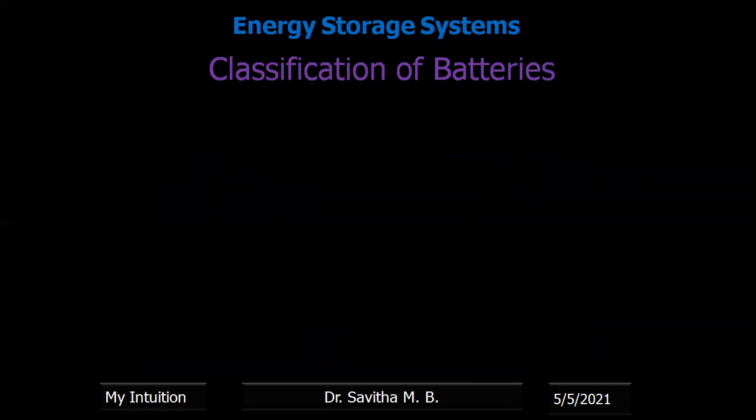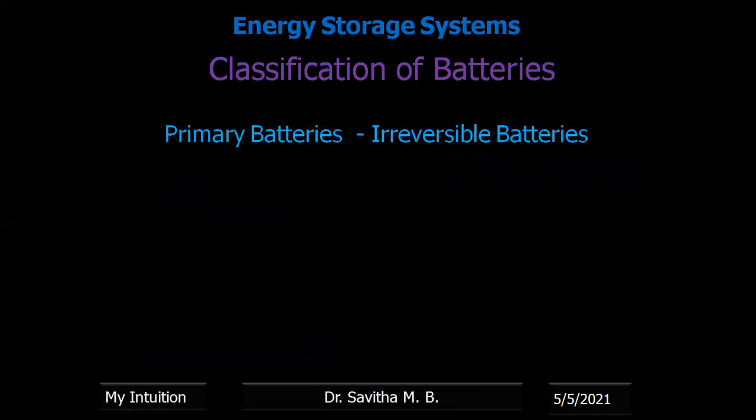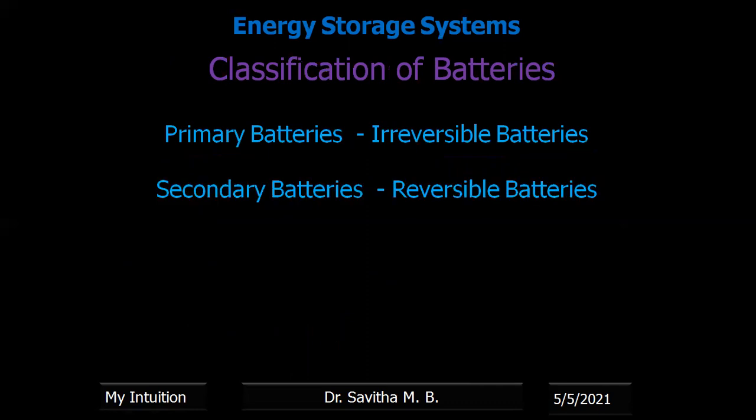This is the separator. The next topic we shall be discussing is the classification of batteries. Batteries are classified as primary batteries, secondary batteries, and the third one, reserve batteries. Let us discuss them individually. Primary batteries.